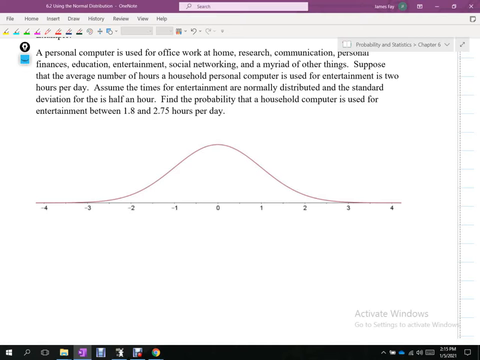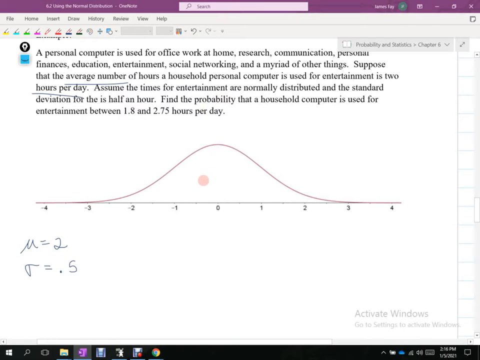So what we want to do here says we're talking about how we're going to use our computer, and they say suppose that the average number of hours a household personal computer is used for entertainment is 2 hours per day. So right there, when they say average or they say mean or whatever, that is our mu. Okay, so our mu here is going to be 2. Okay, and it's important to understand that we're using mu here, and so this is for a population. It's a parameter.